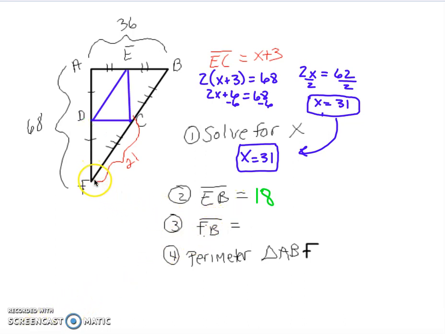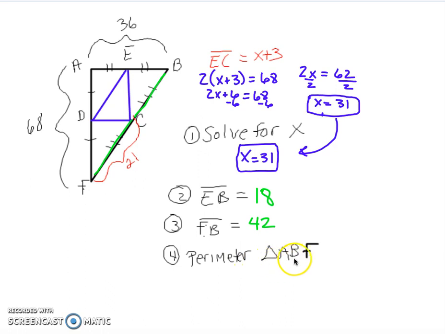Segment FB. Here's segment FB, and that's the whole length. And this much that has 3 marks is 21, which makes this one have to be 21 as well. So if this one's 21, this one has to be 21 as well because they're congruent, which makes the whole line equal to 42. So segment FB would be equal to 42.